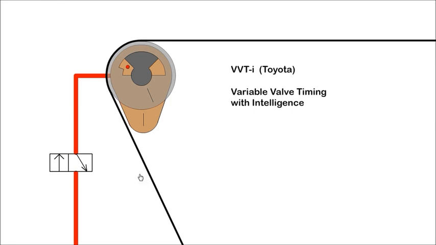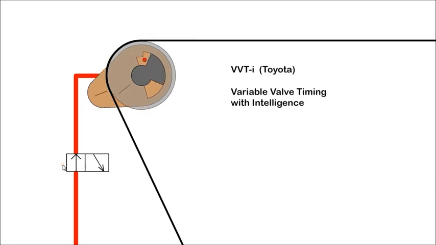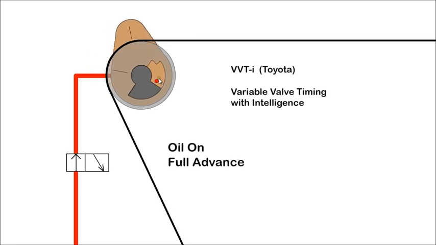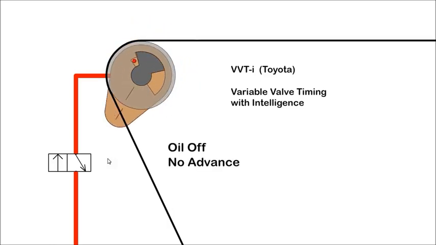A further development was VVTI. This uses a system where the position of the cam relative to the pulley can be adjusted, thus altering the valve timing for power and efficiency. Depending on driving conditions, high pressure oil is fed through the camshaft into a chamber, thus rotating the pulley on the camshaft. When the oil is released, the cam advance is removed.